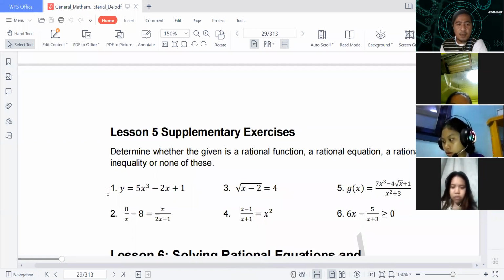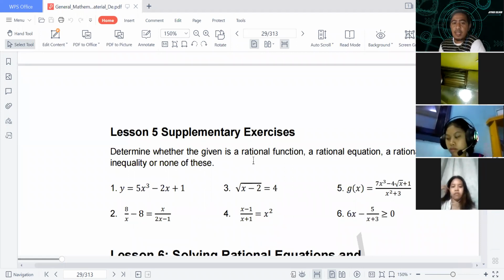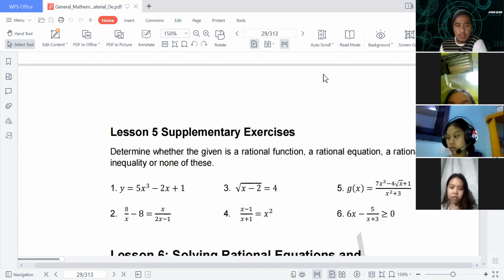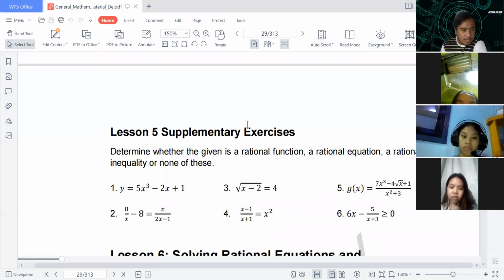Okay. Number 1. By the way, the instruction here is for you to determine whether the given is a rational function, rational equation, rational inequality, or none of the above. Okay, let us start from Colleen.